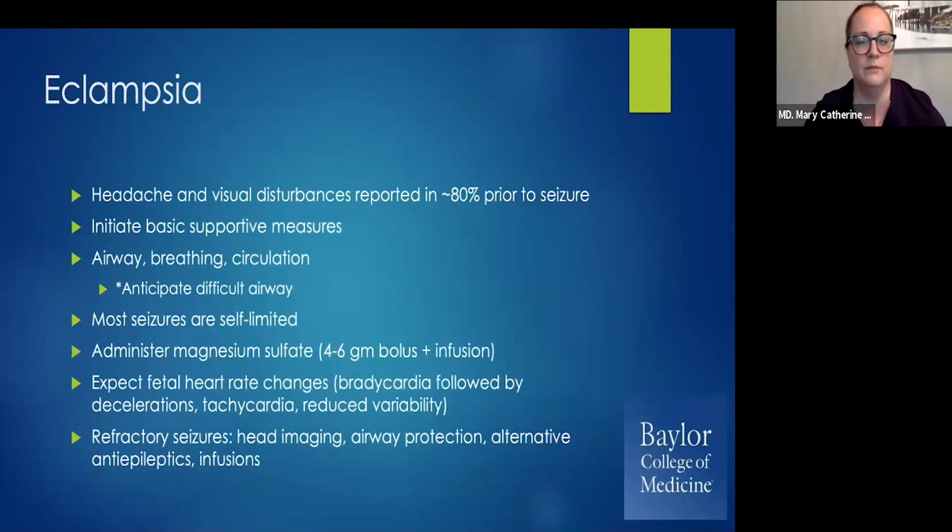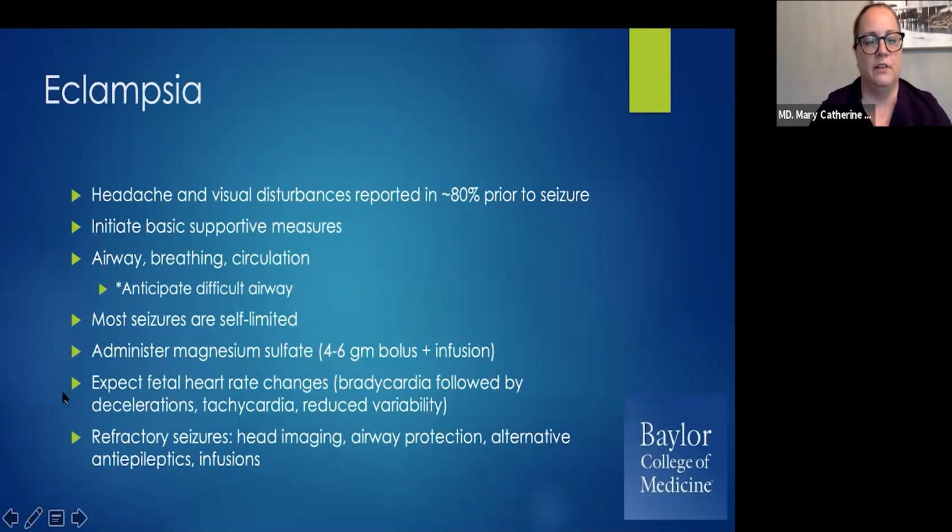So if a patient is found to be having a seizure, of course, the first step is to initiate basic supportive measures, airway, breathing, circulation, we call them the ABCs, and to, of course, anticipate a difficult airway for our anesthesia colleagues, as pregnant women in general have difficult airways due to some physiologic changes, but this is definitely increased with conditions like preeclampsia and eclampsia. Fortunately, most seizures are self-limited, but again, magnesium sulfate with bolus and infusion is the drug of choice.